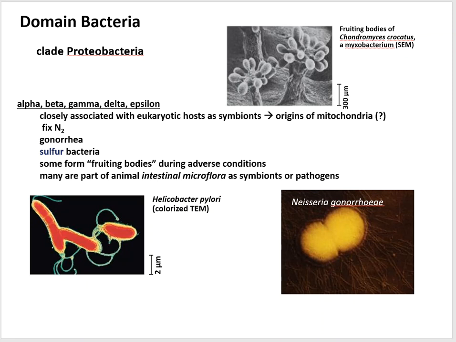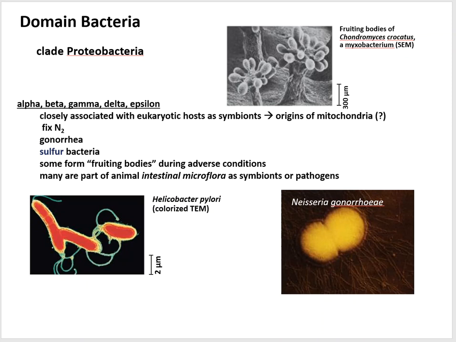Remember mitochondria and chloroplasts, right? If you don't remember, go back and look at your Bio 1. We think that maybe some of them were the origins of that. They're nitrogen fixers. The one on the right is a diplococcus, but it's one that hopefully you've never had experience with. But Neisseria gonorrhoeae is the one that causes gonorrhea.